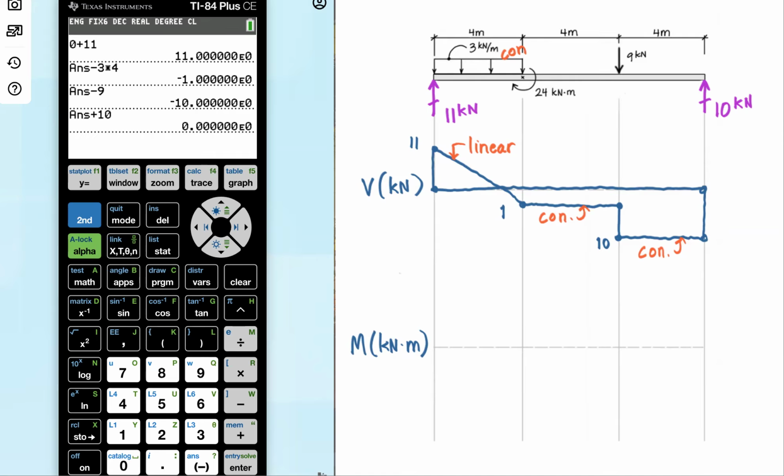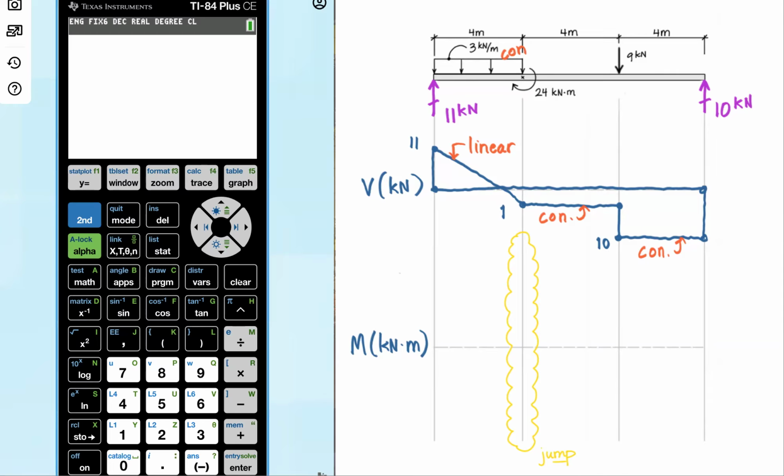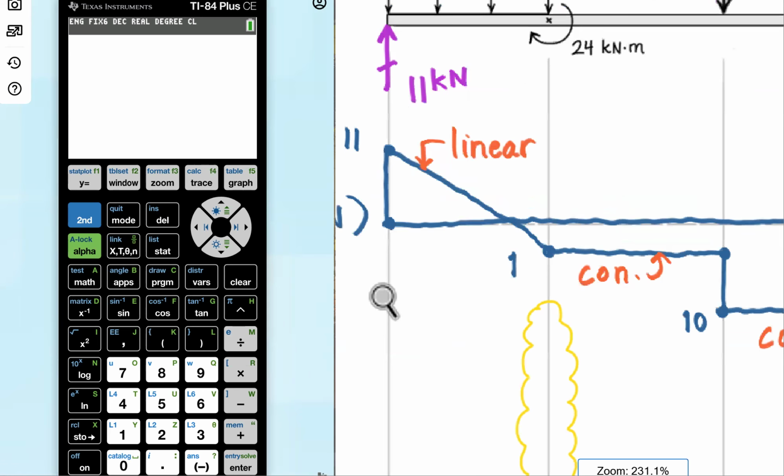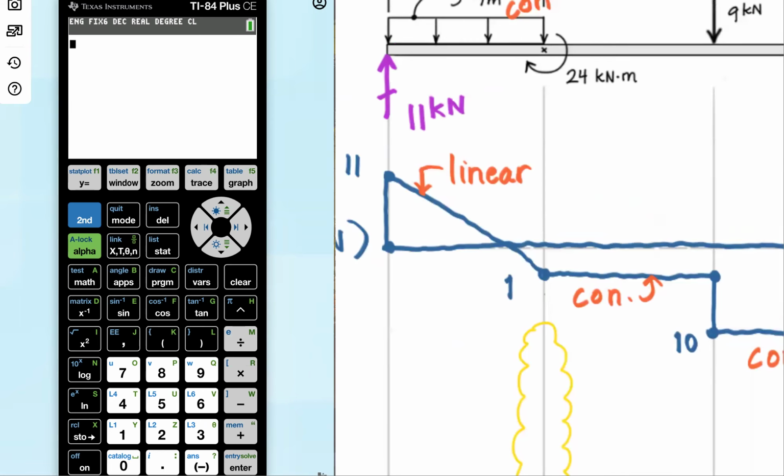So we are noticing that we have an applied moment here. So what I'm going to do is, right when I get to this point in the moment diagram, I'm going to remind myself that I'm going to have to jump. There's going to be some type of discontinuity there. And the other piece of information that I need is when I go to do these areas of the shear diagram, I'm going to need to know these dimensions in order to get those areas of those different triangles.